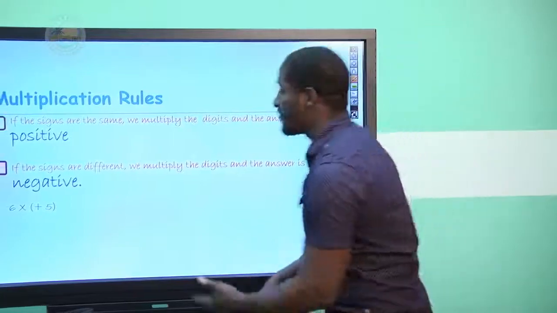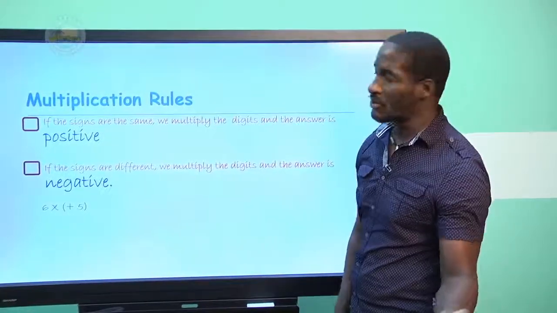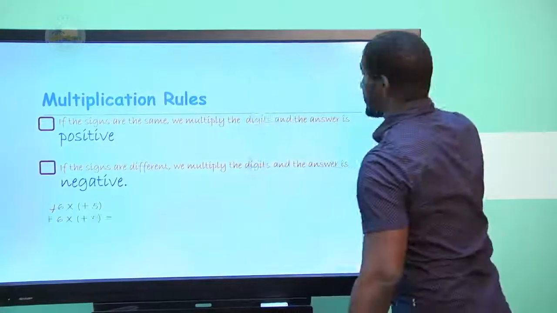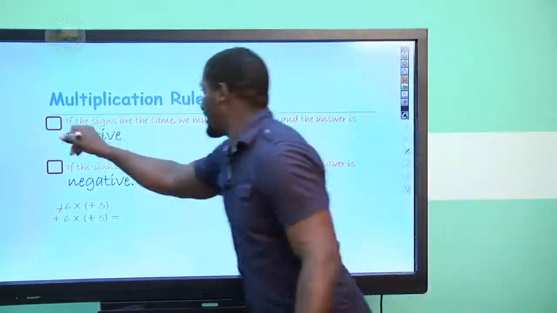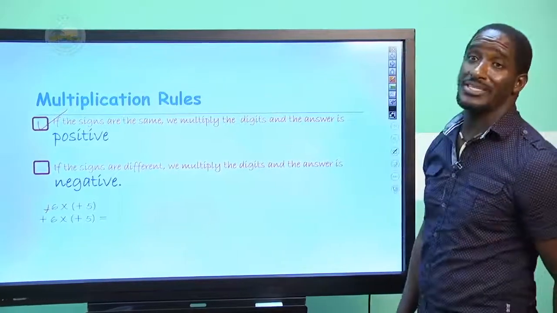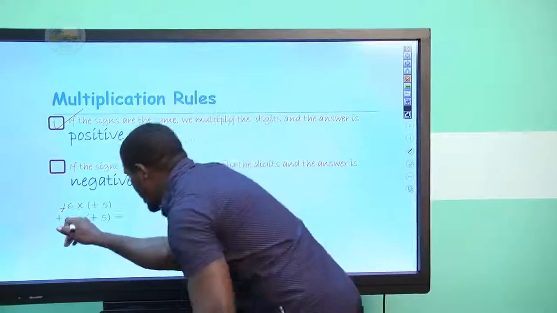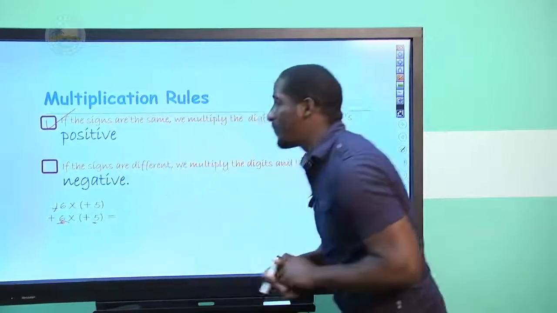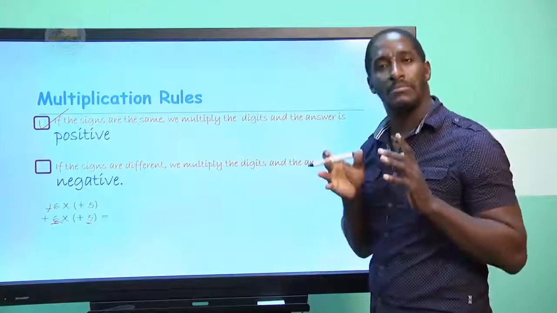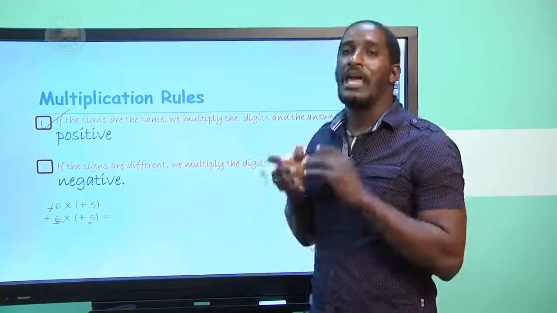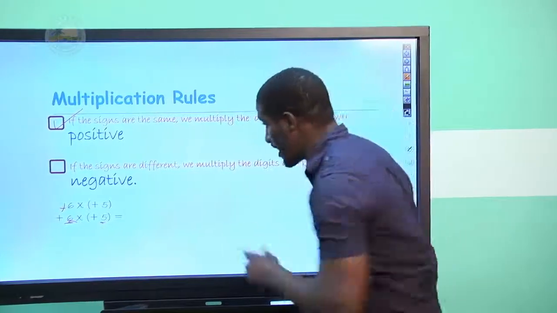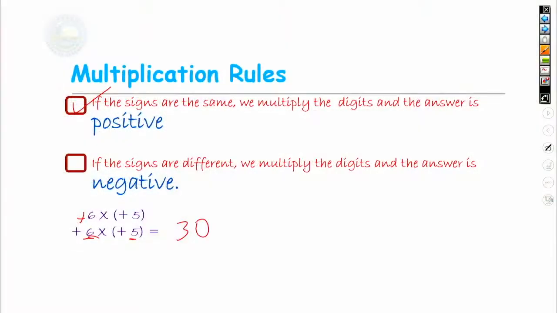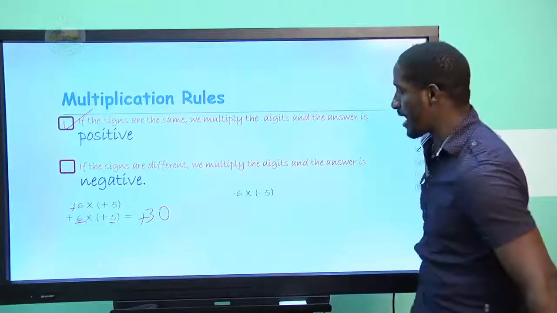Look here. Here we have 6 multiplied by positive 5. Please note that the 6 is positive 6. So it's positive 6 multiplied by positive 5. Which of these two rules will we utilize? If the signs are the same, we multiply the digits and the answer is positive. So multiplying our digits here, 6 and 5. Remember, in mathematics, another building block is multiplication. If you can't do multiplication, then you can't really do mathematics. So you need to learn your tables. Very important, learn your tables. 6 times 5, what is 6 times 5? 6 times 5 is 30. The signs are the same, we multiply, the answer is going to be positive 30. That's right, my answer is positive 30.